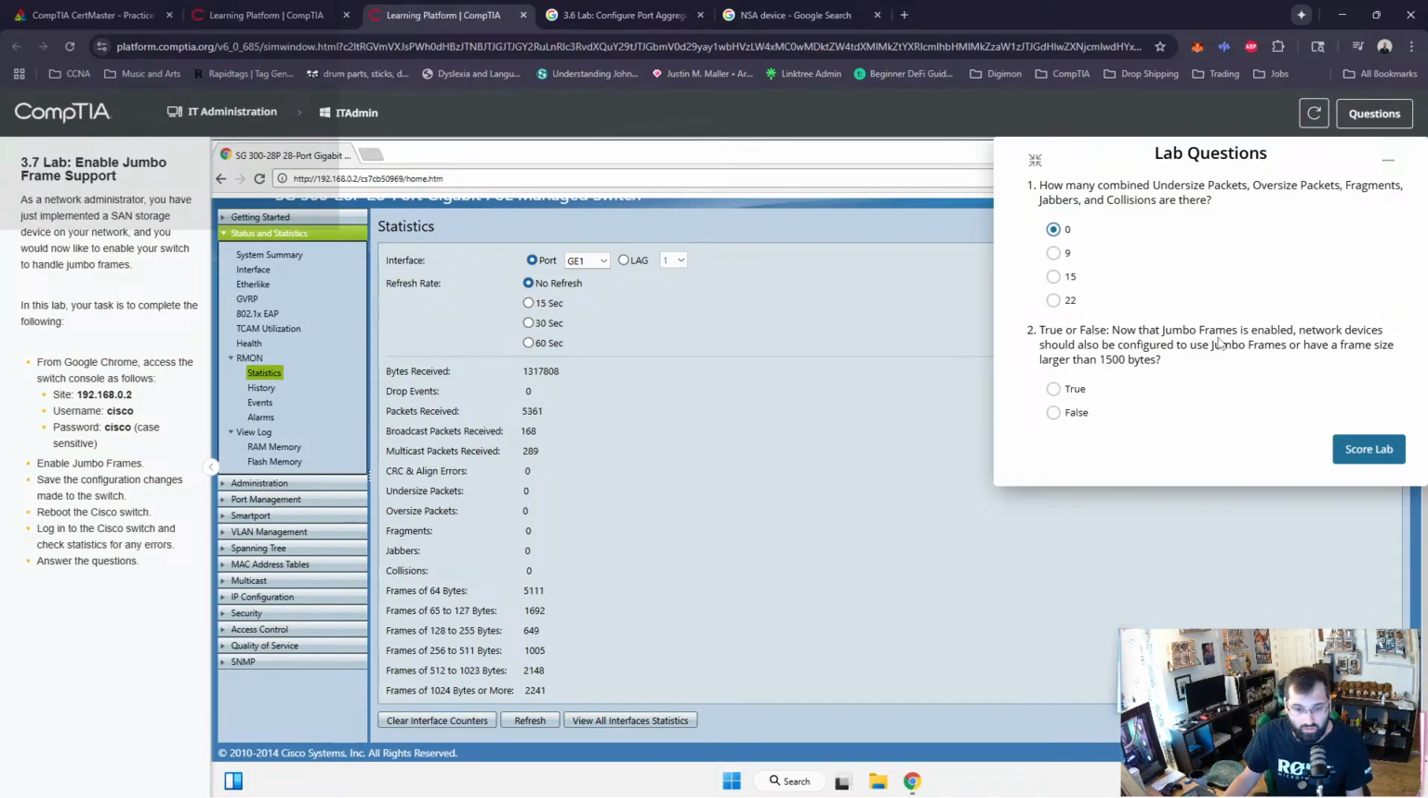True or false? Now that jumbo frames are enabled, was I supposed to check this out beforehand? No. Network devices should also be configured to use jumbo frames and have frame size larger than 15 bits. True. We need to increase the MTU, the maximum transfer unit, I think is what it is.